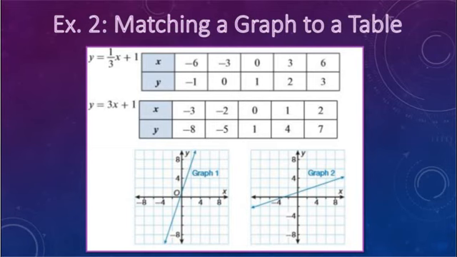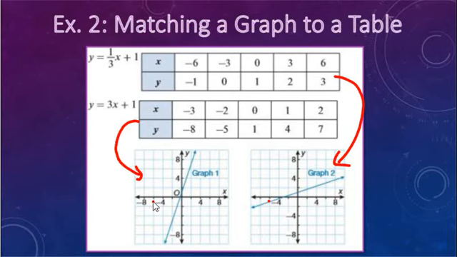So if we look at the top one, a negative 6 and a negative 1. If I go to a negative 6 on the x-axis and go down to negative 1, that would be about here. If I went to negative 6 over here, negative 1 would be here. So which one did it land on the line? Graph 2. So that would be this one. That would be the second one over here.